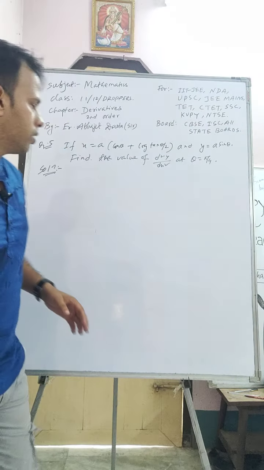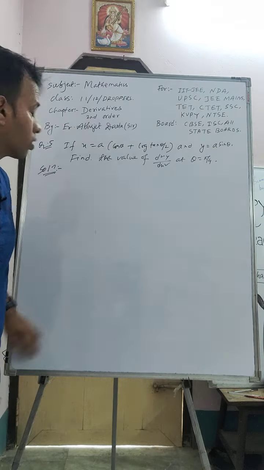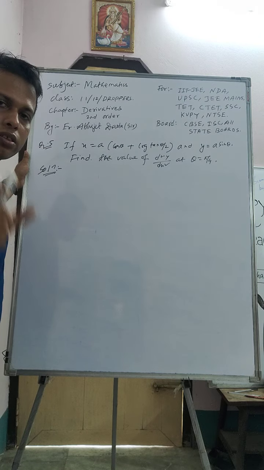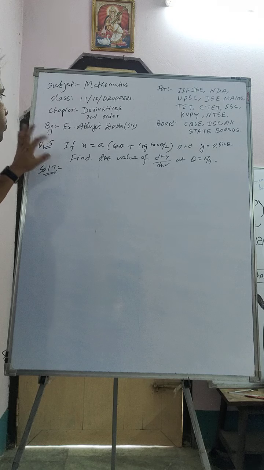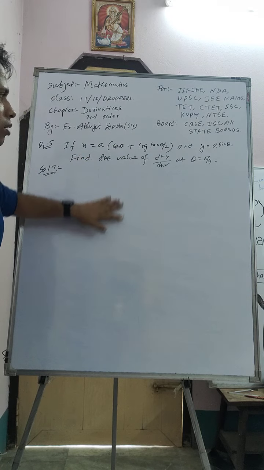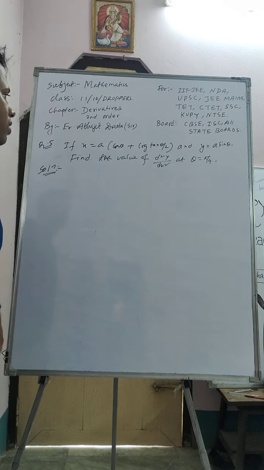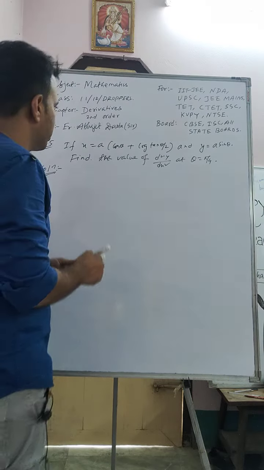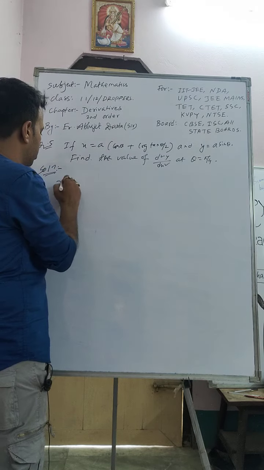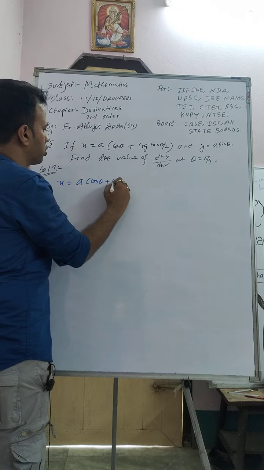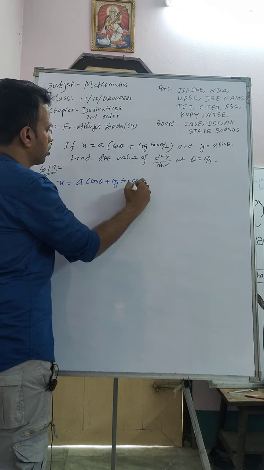So the next question, that is the 5th question of the last video of the lecture on second order derivative. If x is equal to a (cos theta plus log tan theta by 2) and y equal to a sin theta, then find the value of d square y by dx square at theta equal to pi by 4. So now I take this value, cos theta plus log tan theta by 2.